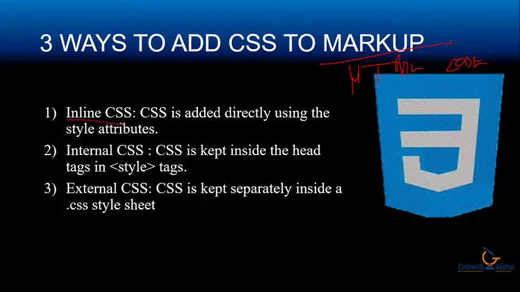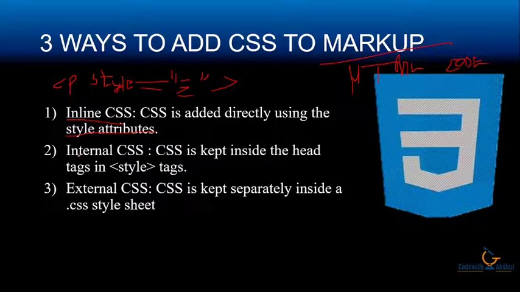The first is inline CSS. CSS is added directly using the style attribute. Let me tell you what will happen. If we want to change a property of the p tag, we will put a p, then we will put a style attribute, and in that we will define all the changes we want to make to the p paragraph. We put a semicolon if we want to use this, then the properties come, and then we close it. So this happens using the style attribute.